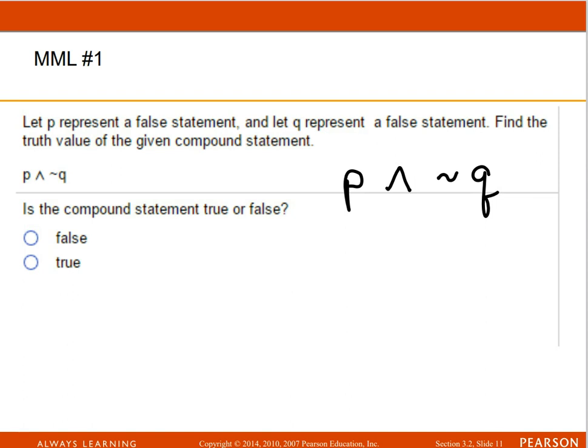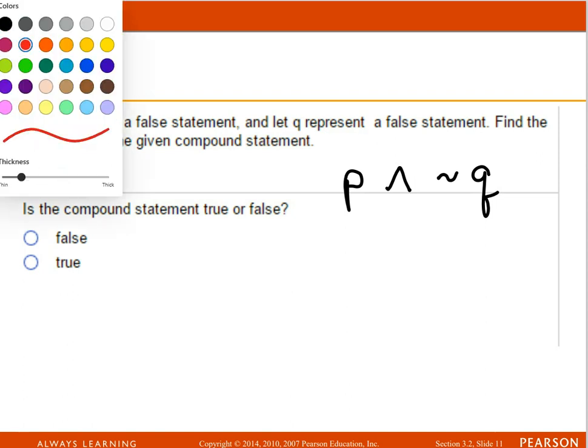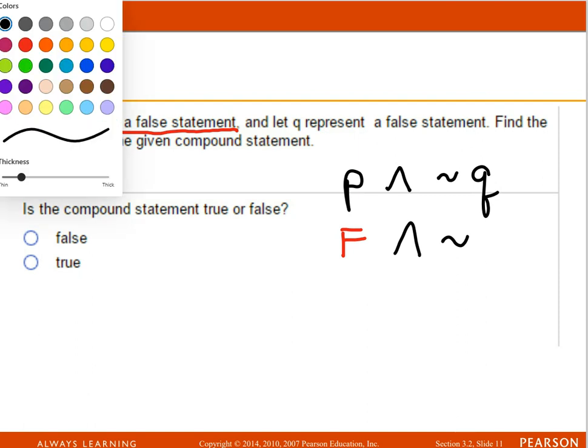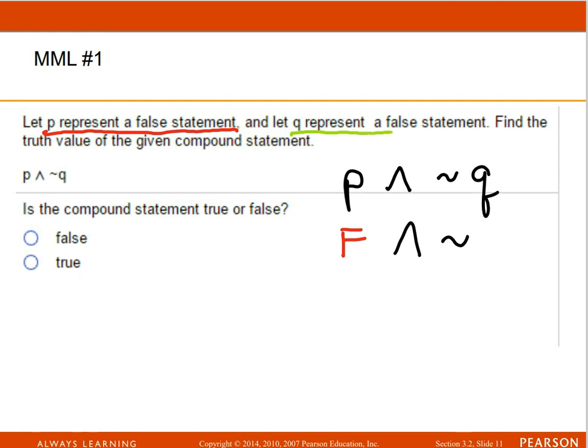The way I do these is I look at the information they give me. They're saying, let P represent a false statement. So P's right here, and I'm just going to put the letter F there. And the negation of Q: they tell me let Q represent a false statement, so I'm going to put a false right here underneath the Q. Then it says find the truth value of the given compound statement.